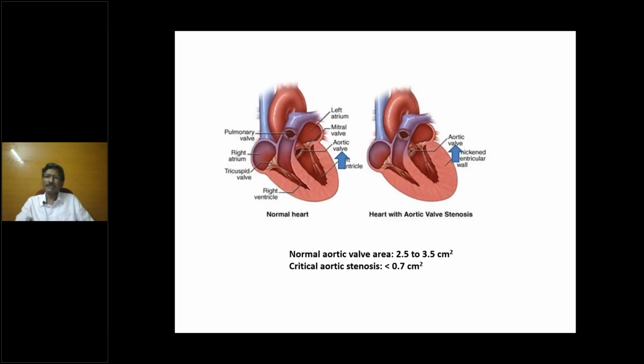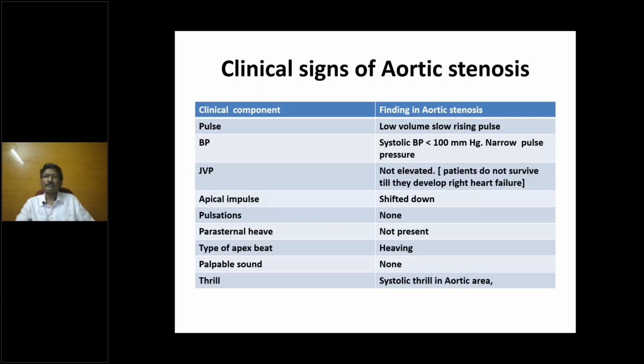So this diagram gives you an idea about the valve area. Normal valve area is 2.5 to 3.5 centimeters square. Critical aortic stenosis is less than 0.7 centimeter. Okay. So you can see the normal heart and the stenotic heart. You can see that it is a thick wall. And the valve is quite narrow. So dynamics I have already told you. Right. So pulse, it will be low volume and slow rising.